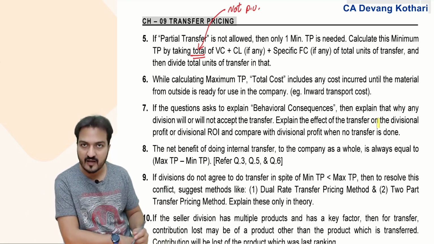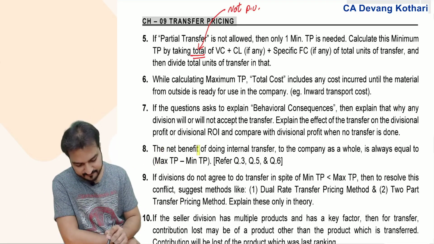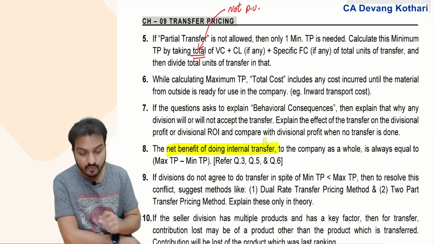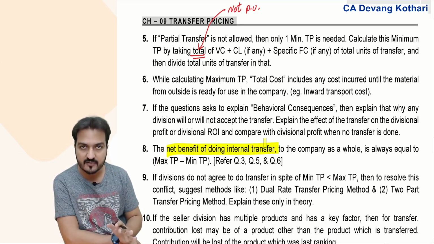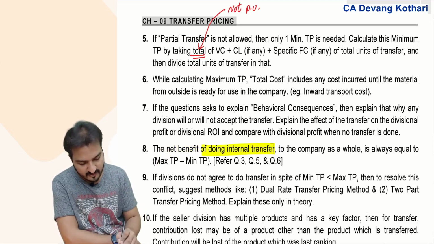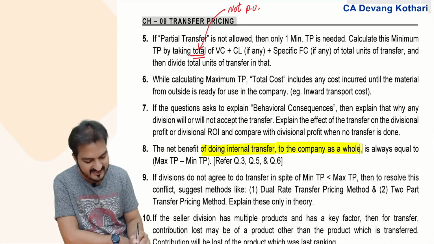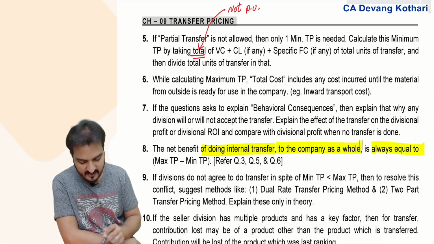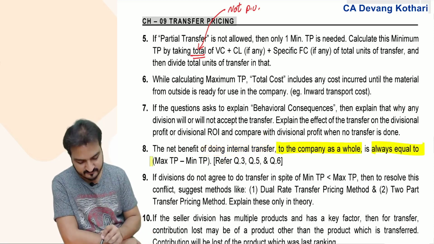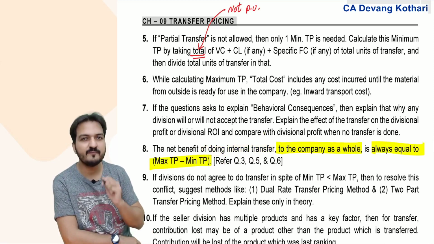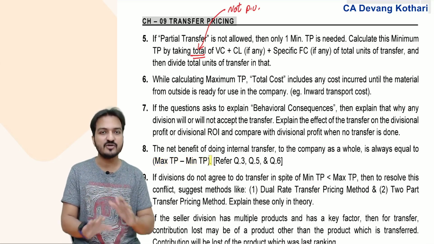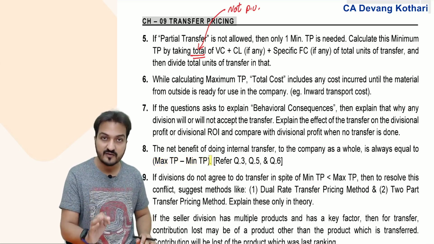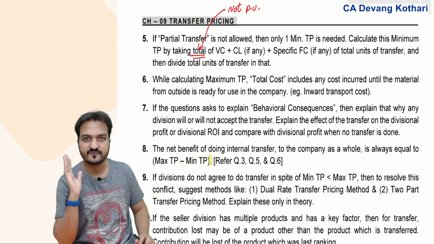While writing all this analysis, you can use this: the net benefit of doing the transfer, in any question of this entire chapter, the net benefit of doing the transfer to the company as a whole is always equal to maximum TP minus minimum TP. The difference between maximum TP and minimum TP always indicates the net benefit of doing transfer.